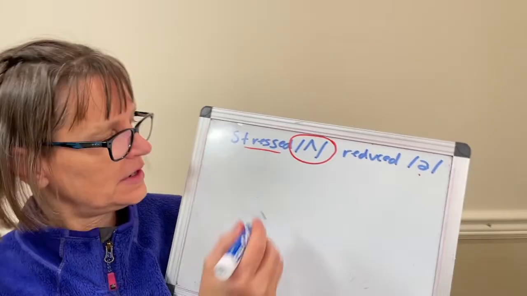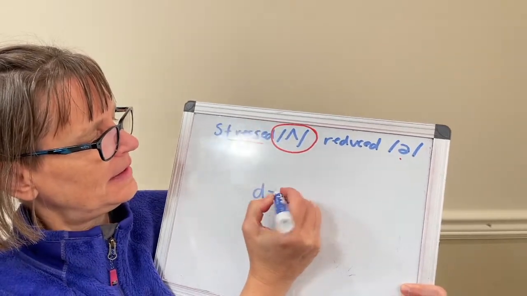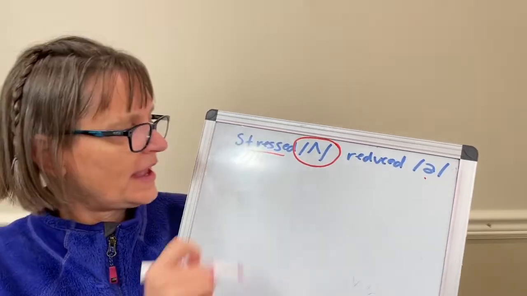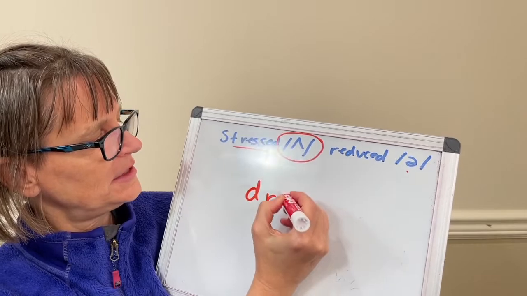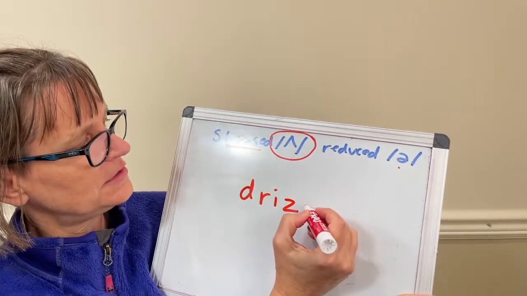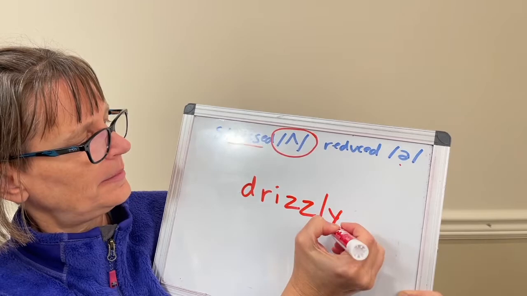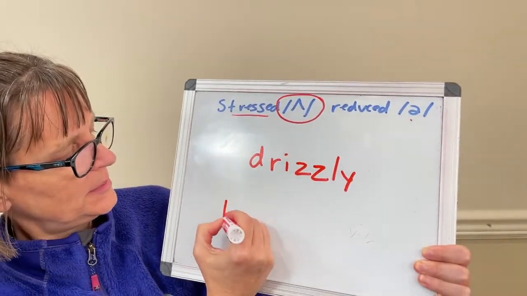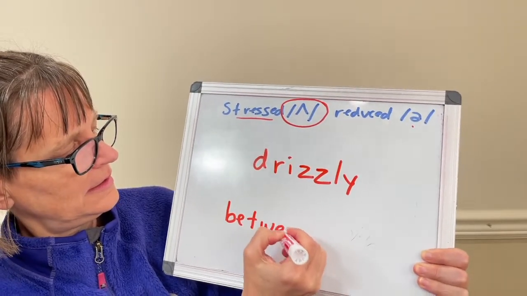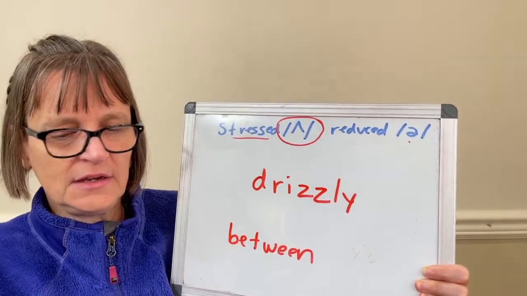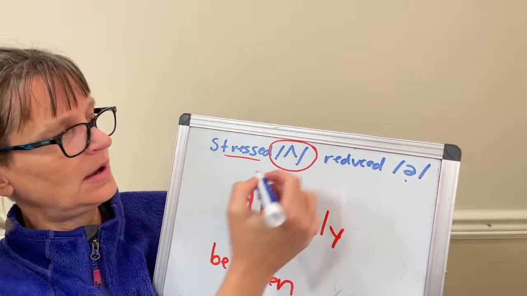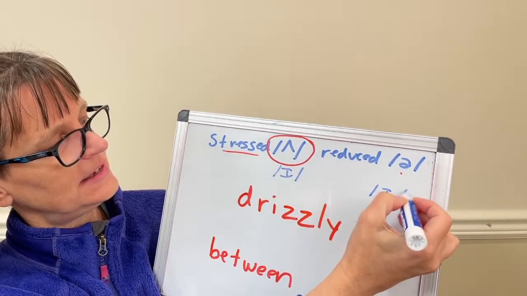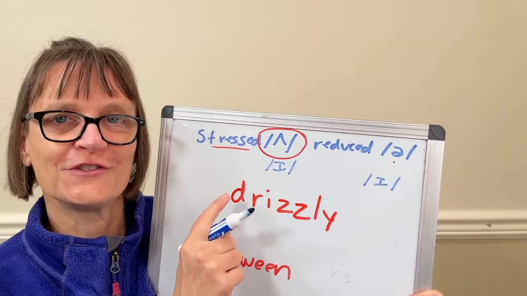Okay, and then one other somewhat related topic. I want to look at the word drizzly, because in this word we have something similar happening that we had with stressed and reduced schwa. And I will also give you another example. I'm going to use the word between. And in the word between, instead of a schwa, I'm going to talk about the stressed I sound and the reduced I sound.